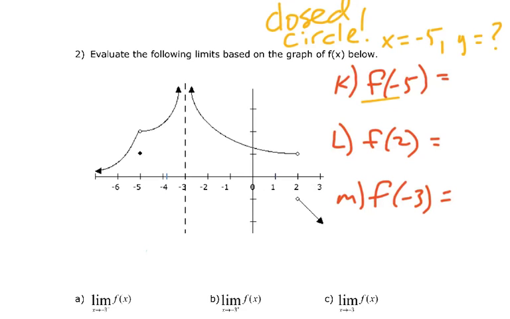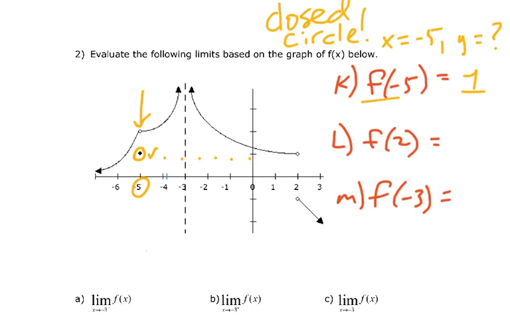So if I'm looking for f of -5, I'm going to come over here to -5, and right there is that closed circle. That means that's the point that's actually plotted. This open circle here means that you have something that's undefined at that spot. There is no point plotted there. So if you put 2 as your answer, you need to remember that an open circle means nothing is happening there. We need this closed circle, and that closed circle is at a y value of 1. So that is the answer for K.